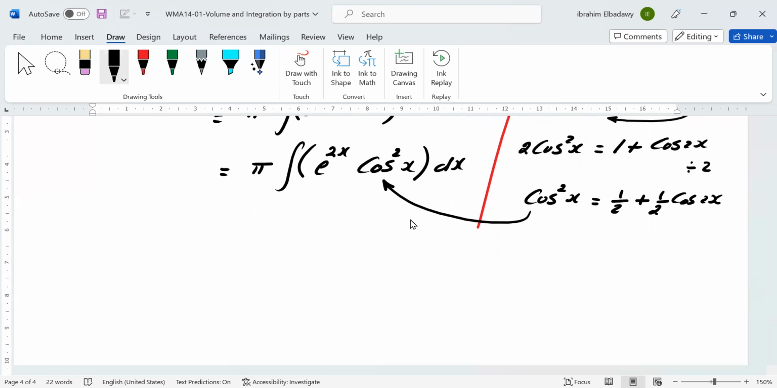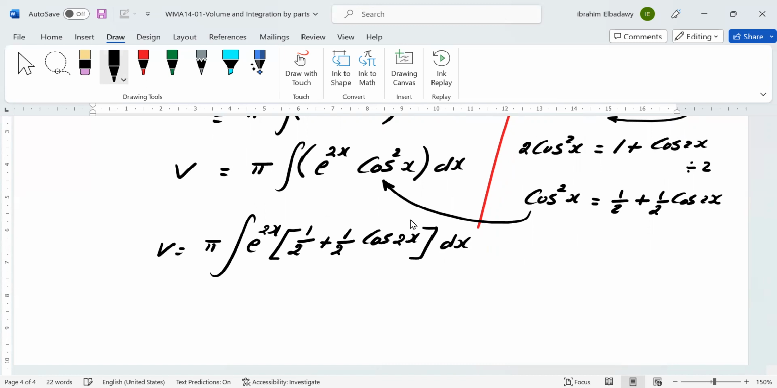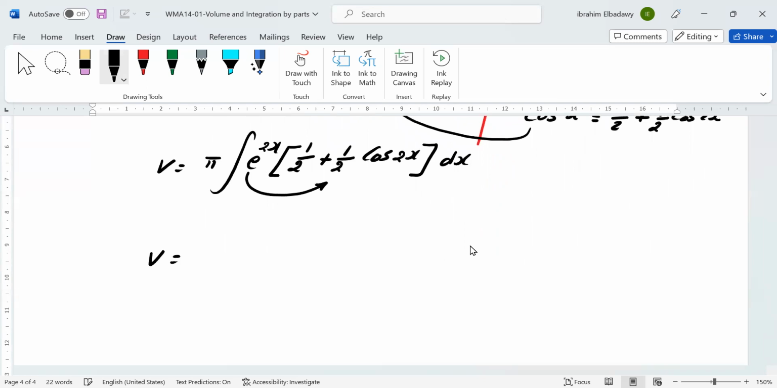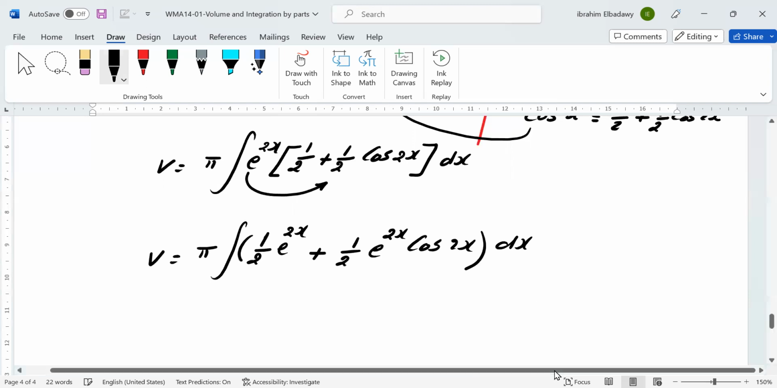So here, the volume equals pi integrate e power 2x times half plus half cosine 2x, all dx. You can distribute e power 2x here and expand, and then we can simplify it. V equals pi integrate half e power 2x plus half e power 2x cosine 2x dx, and all of it in the bracket.